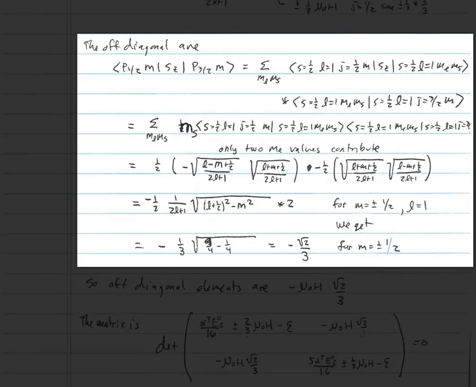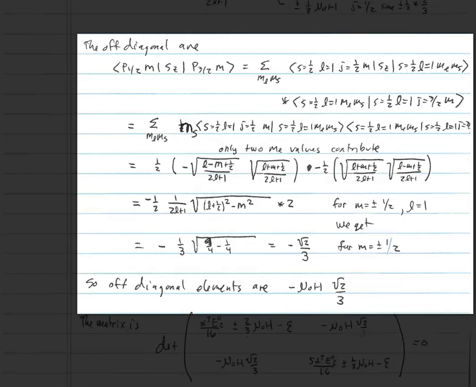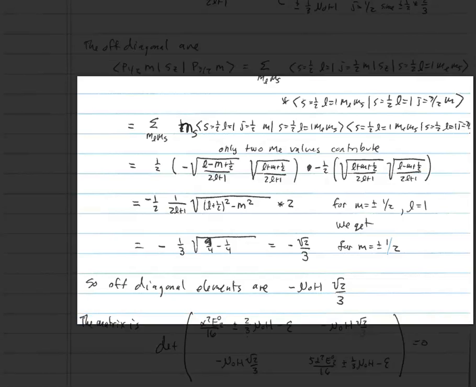That L plus 1/2 will give me a 3/2. When I square it, that's 9/4. 9/4 minus 1/4 is 8/4, which is just equal to 2. So I'll get a square root of 2. So we get minus square root of 2 over 3 for the m equals plus or minus 1/2. This means our first matrix element is going to be a minus square root of 2 over 3. And it's the same matrix element whether m is equal to plus 1/2 or m is equal to minus 1/2.